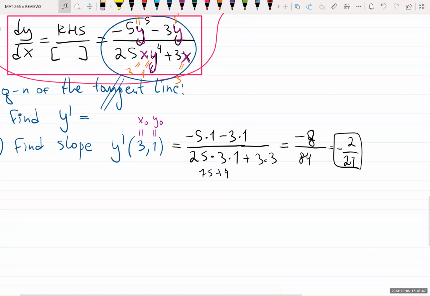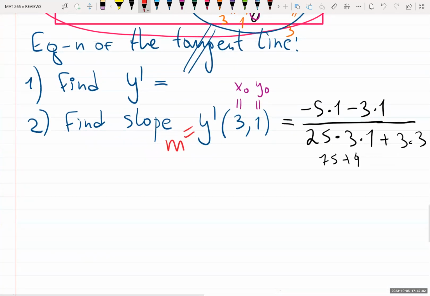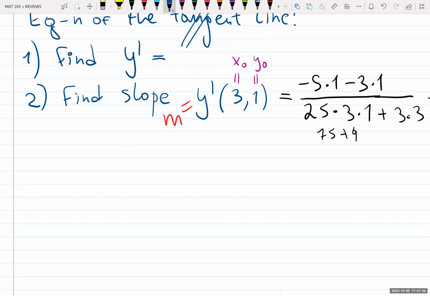That's called M. Do you know that nobody knows why people started calling slope M? There's a Wikipedia page about it, but actually there's no record of who started it.